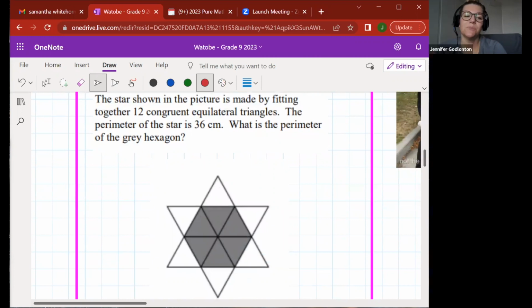So this question looks more confusing than it is, guys. The star that is in this picture is made by fitting together 12 congruent. So congruent means exactly the same, okay? Equilateral means all the sides of my triangles are the same. The perimeter of the star is 36 centimeters. What is the perimeter of the gray hexagon?